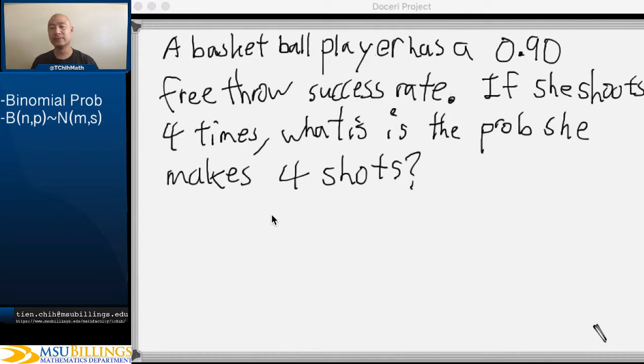All right. So to recap this, every time she shoots a basket or she shoots a free throw, she has a 90% chance or 0.9 chance of making it in. So if she shoots four times, we're asking what's the chance that she makes, sorry, that I wrote four, but I meant to say two shots, let's say. All right. So what is the chance then that she makes two of the shots?